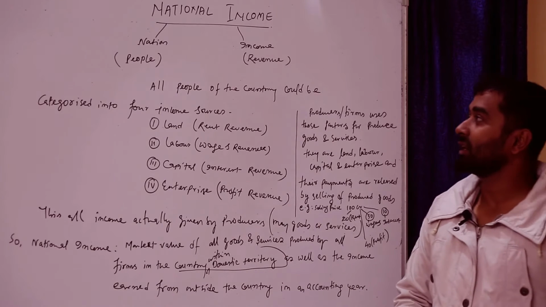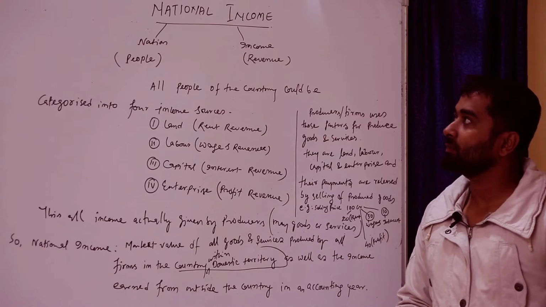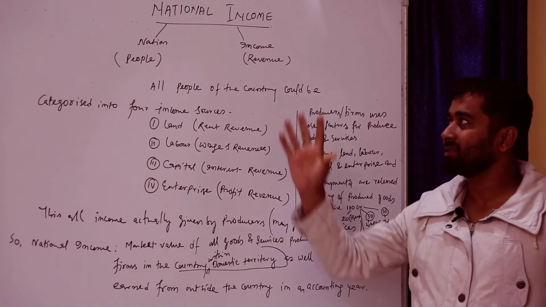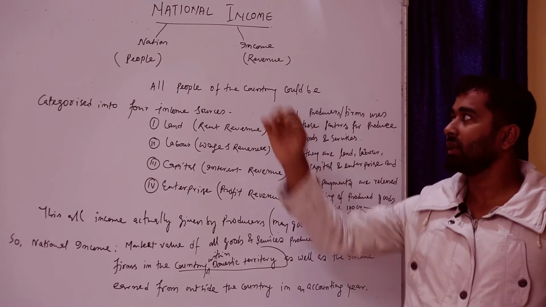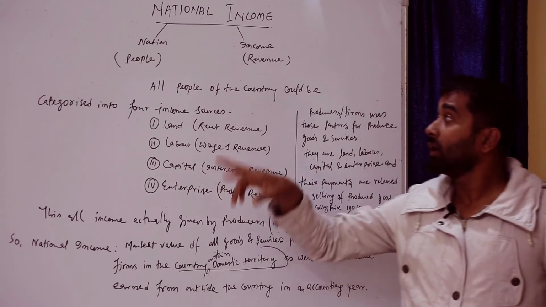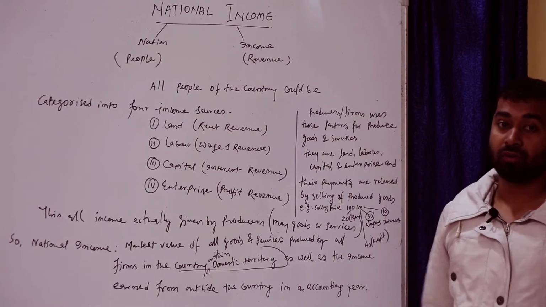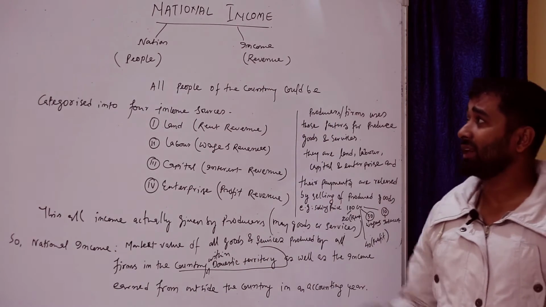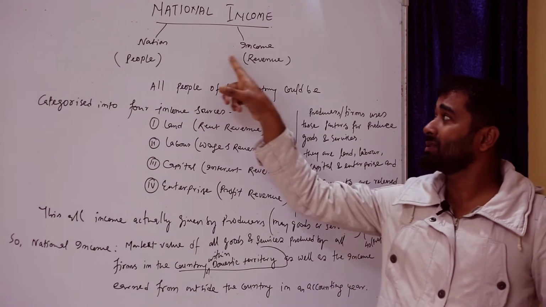Today we are going to start a new chapter, that is national income. And the national income I am categorizing into two parts. One is the nation, another one is income. Nation consists of the people and income is revenue. Now if I am talking about the national income, it is nothing but the people's revenue.